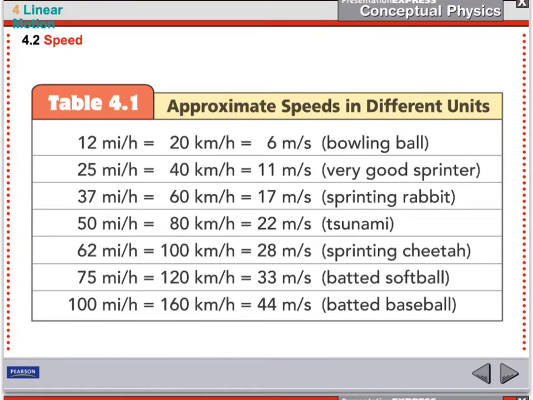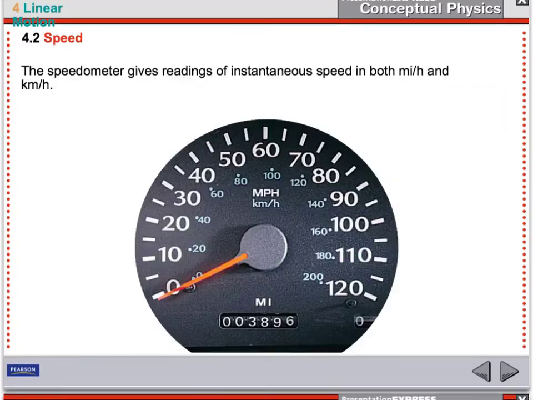Some common speeds for some everyday objects are shown below, and they're shown in miles per hour, kilometers per hour, and meters per second, which is the unit that we're going to be using in physics. The most common units we're going to be using are meters and seconds. The speedometer in your car has measurements both in miles per hour and kilometers per hour. And the speedometer measures your instantaneous speed. It does not tell you your average speed. It tells you the speed you're going at that particular instant in time.